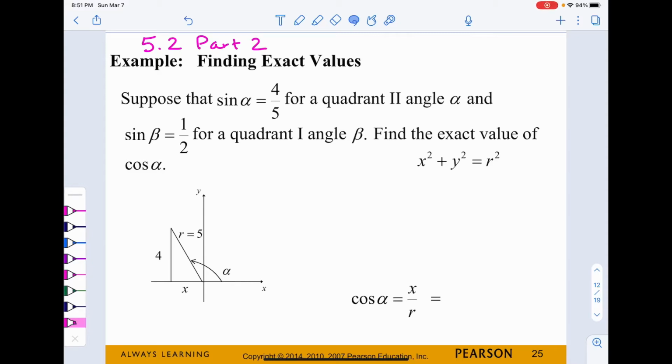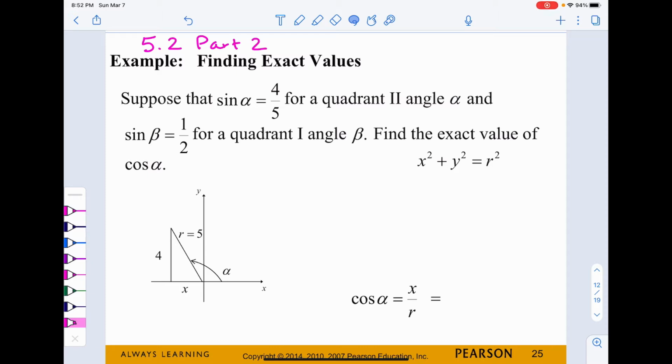Looking at section 5.2, part 2, starting with an example, finding exact values. Suppose that the sine of alpha is equal to 4/5 for a quadrant 2 angle alpha, and sine of beta is equal to 1/2 for a quadrant 1 angle beta. We're going to use this information for 4 different parts.